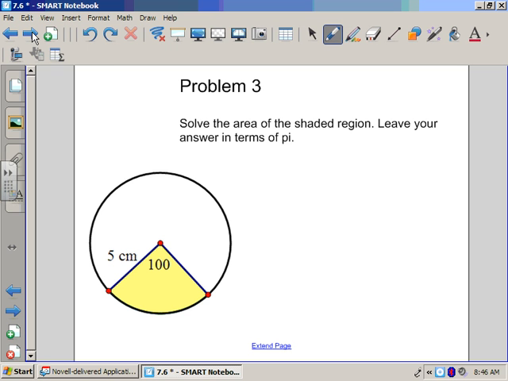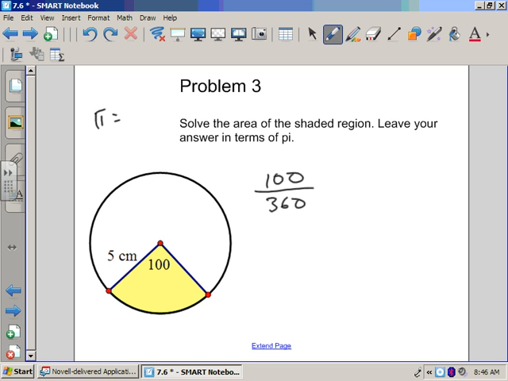Problem 3, solve the area of the shaded region. Leave your answer in terms of pi. Okay, this time the shaded region, which is the yellow shaded region, is going to be a proportion of the entire area of the circle, and the proportion is going to be the 100 degrees of that central angle divided by the 360 degrees of the entire circle times the area of the circle.